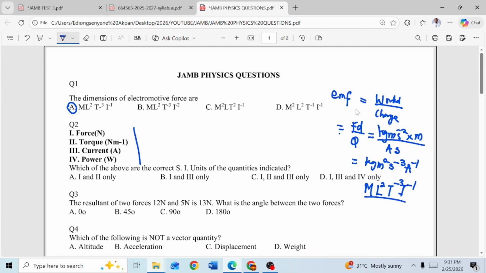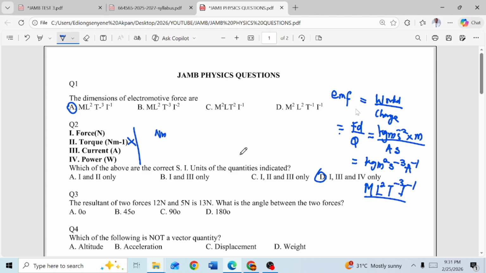Force is measured in Newton, correct. Torque has to do with force times distance. That's supposed to be Newton meter, so this is wrong. Current is ampere, correct. Power is watt, correct. So 1, 3, and 4. That is D.